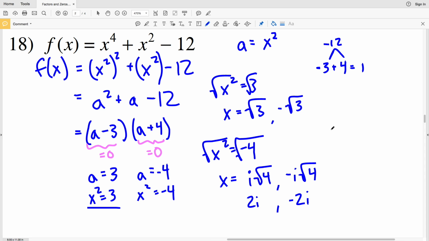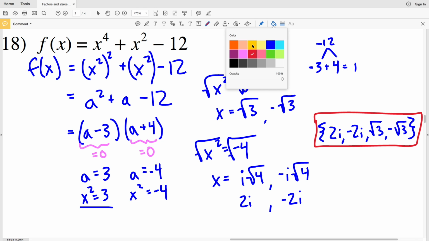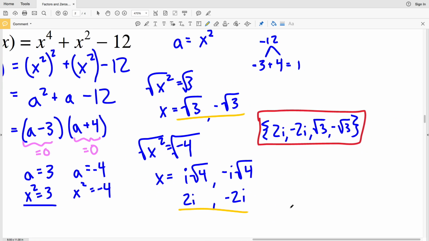So my solutions for number 18 are 2i, negative 2i, the square root of 3, and the opposite, negative square root of 3. So again, those solutions were the square root of 3, negative square root of 3, 2i, and negative 2i.